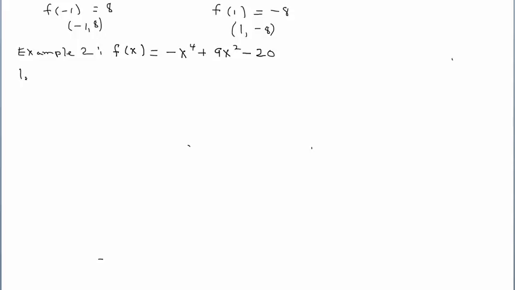Alright, step 1, the leading coefficient test. We just talked about it. Falls left, falls right. Basically, it means it opens down. Let's find the zeros.